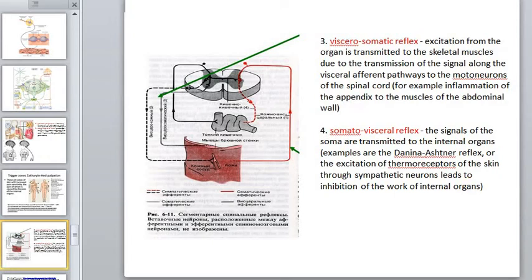One more, visceral somatic, and the pupillary light reflex will be discussed. Next, the somatovisceral reflex. The signals of the soma are transmitted to the internal organs. An example is the Danini-Aschner reflex. Excitation of thermoreceptors of the skin through sympathetic neurons leads to inhibition of the work of internal organs.